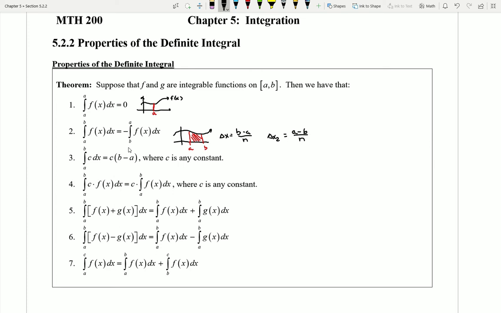When I reverse the order of the bounds, I'm essentially changing the width of every single rectangle to a negative width, which is ultimately going to change the area. Any area that used to be positive would now be negative, and any area that used to be negative would then become positive. So essentially I get a complete reversal on the size of the area. That's an interesting property. Let's take a look here at property number 3.